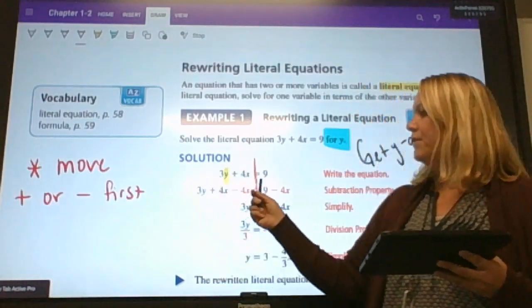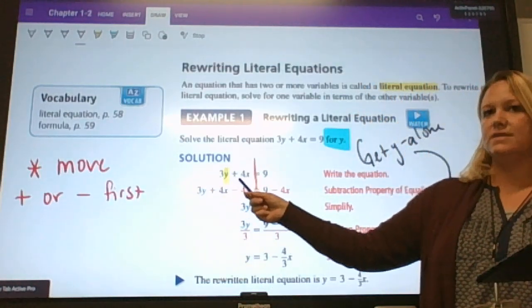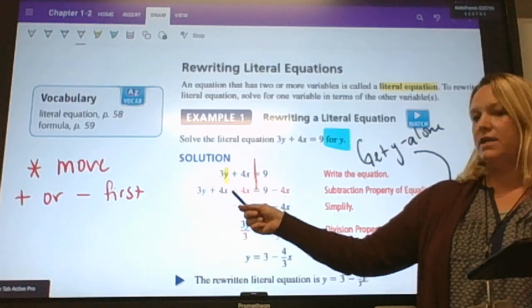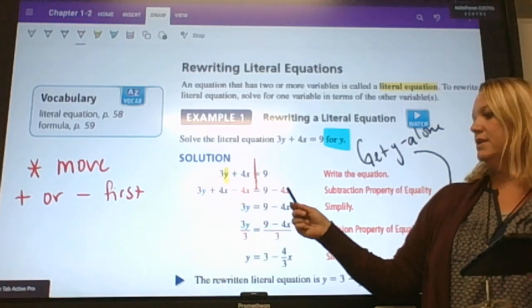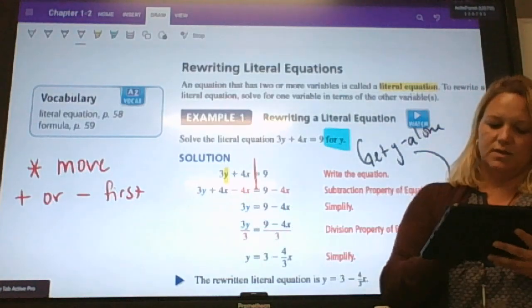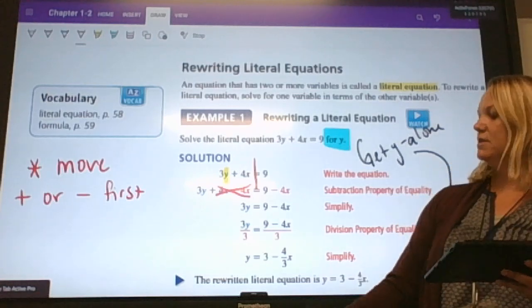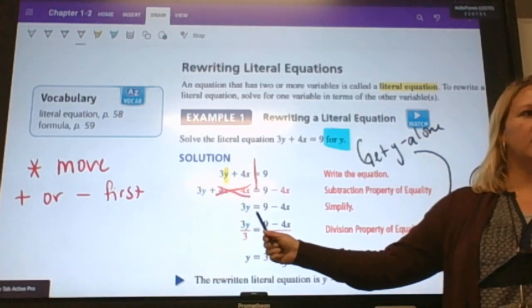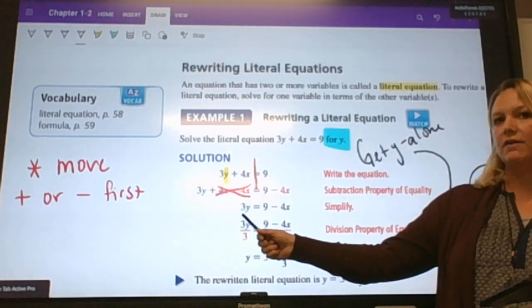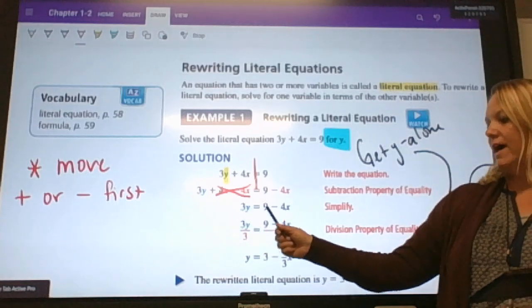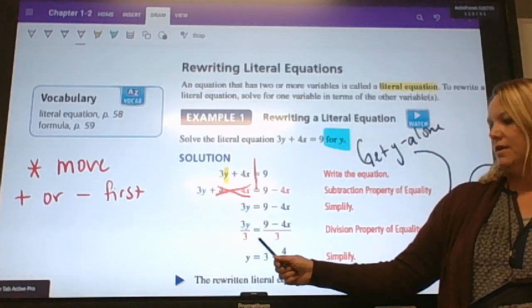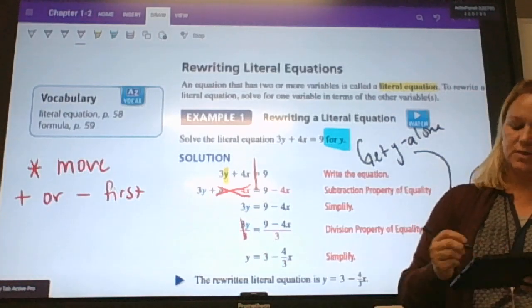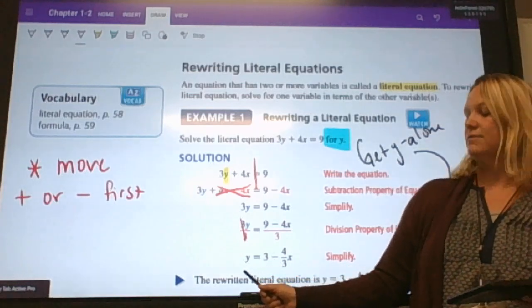So the 4x is connected to a plus sign, so they've canceled it through subtraction, and now it's over here. So this got canceled. You're left with just 3y now. There's only one number left with y. Divide both sides by 3, and now the 3 is canceled, and y is by itself.